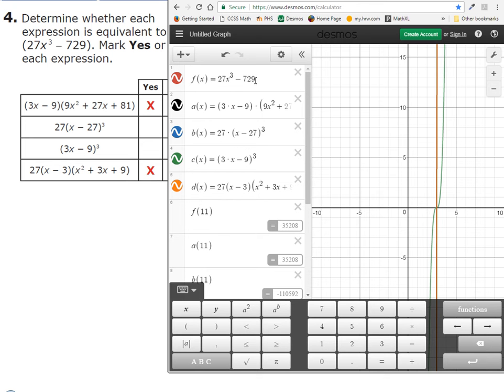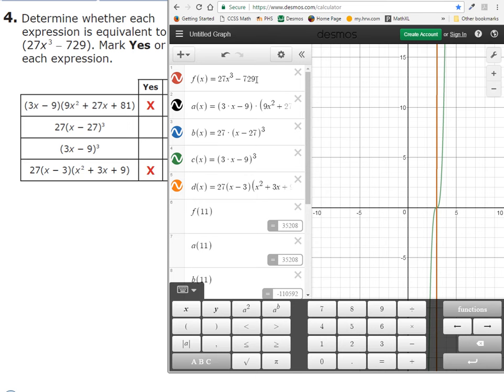If f of x is 27x cubed minus 729, Brandon, how am I going to say plug in 11 for x? So what we did before is we just picked a random value of x and plugged it in to see what this function equaled, right? How do we do that? If f of x is 27x cubed minus 729, what if I want x to be 11? Put 11. F of 11, exactly. I could just go down here and put f of 11. See what I'm saying?